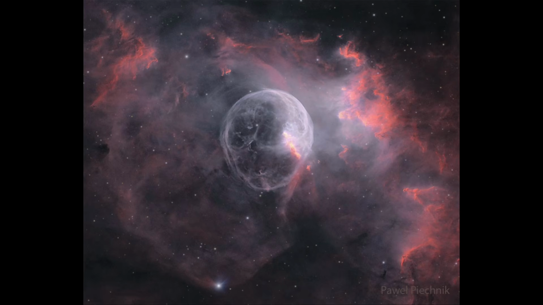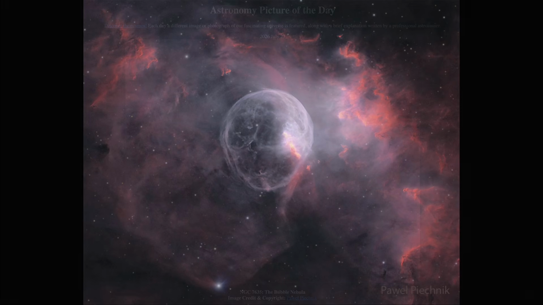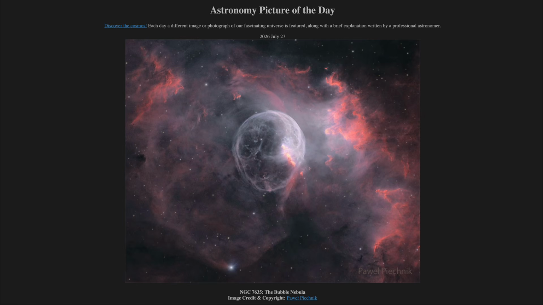But for this one, we get to see the Bubble Nebula, that one quick stage within the formation of the star, where we see gases pushed away by the radiation pressure and stellar wind from a very hot young star. So that was our picture of the day, titled NGC 7635, the Bubble Nebula.